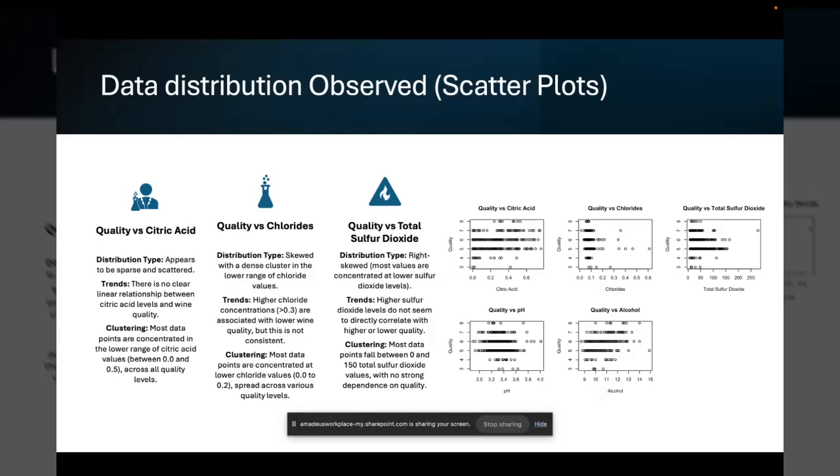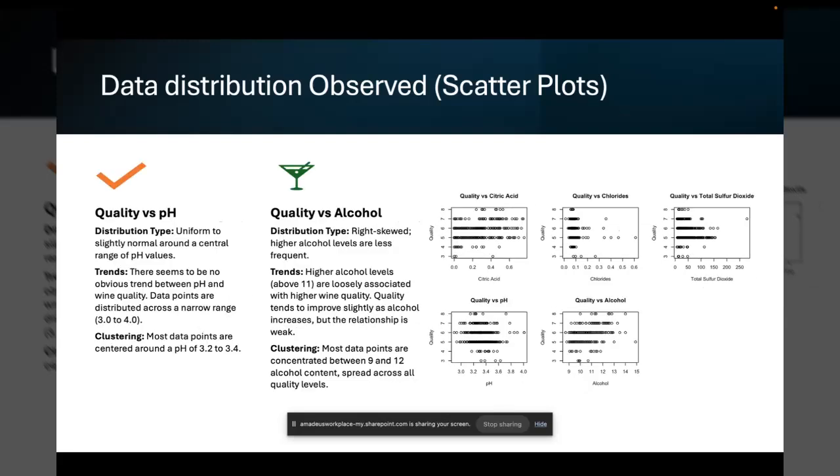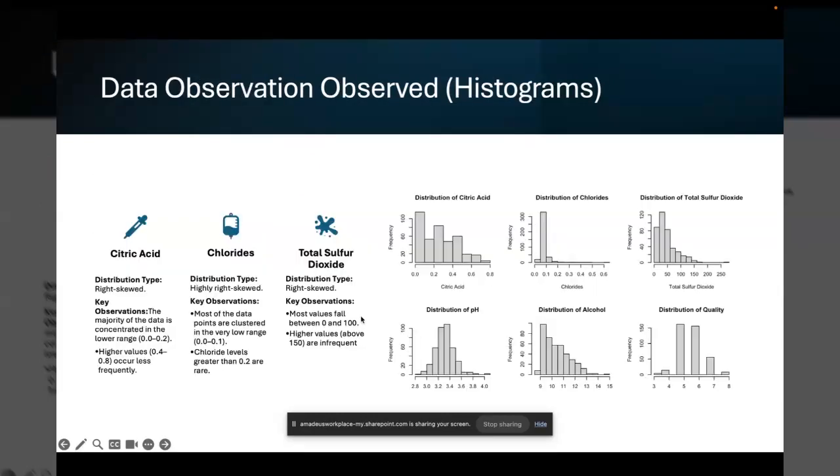These plots show the relationship between different variables and their impact on the wine's quality. For instance, alcohol and pH show some patterns while the variables like citric acid and chlorides are less clearly correlated.